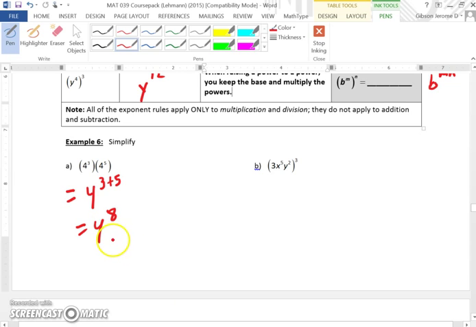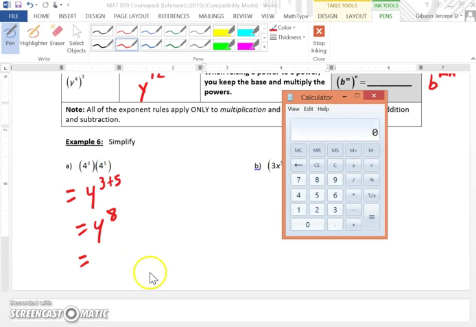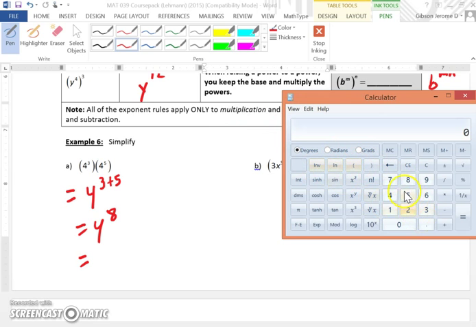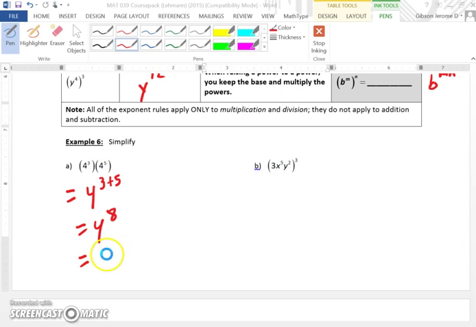Now, the only difference is this here. Because we have a number to this power, we actually can find the final value. So this is where you would take a calculator and take 4 to the 8th power, and the answer is 65,536. And that will be your final answer. But you still must show this step as well.